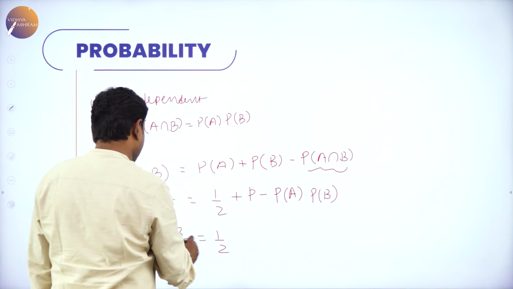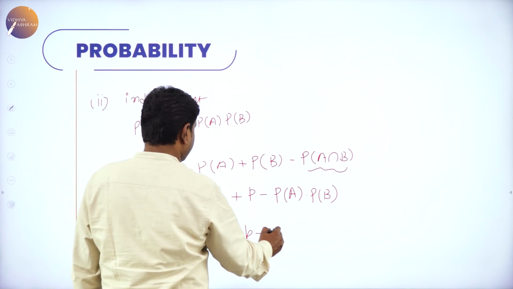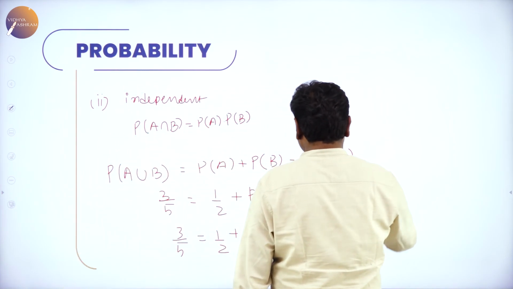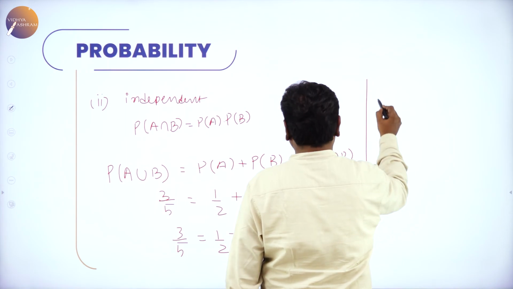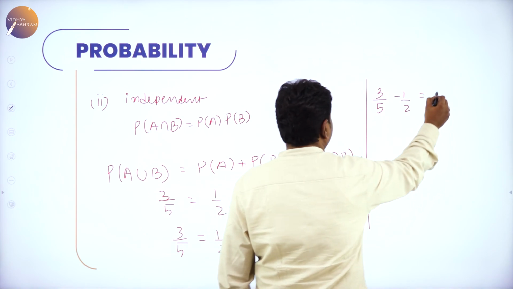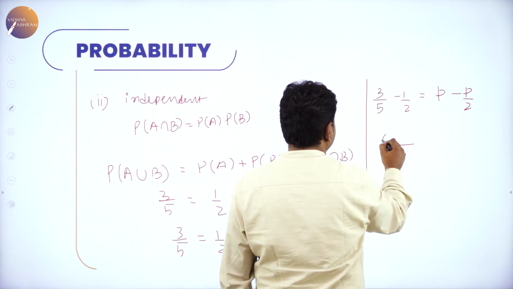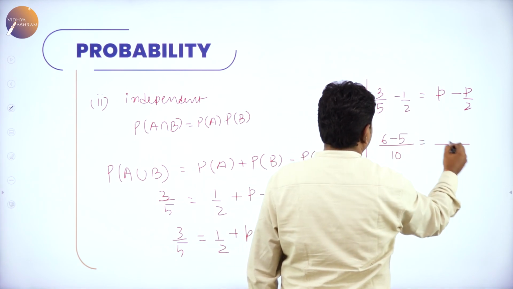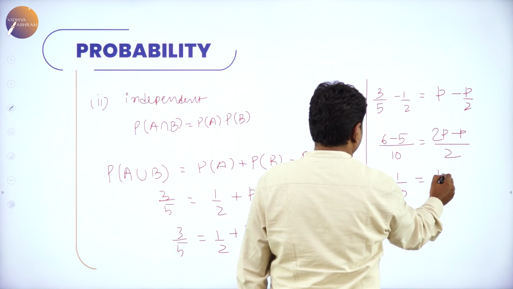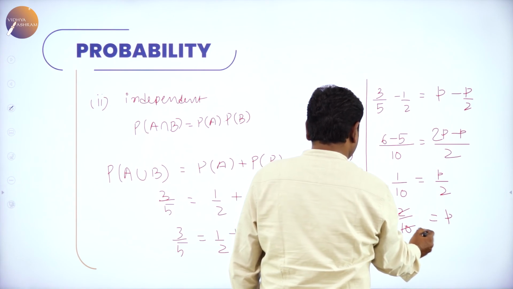3 by 5 is 1 by 2 plus small p minus P of A into P of B. What is that? 1 by 2 into small p. So rearrange this. Now simplify this. 3 by 5 minus 1 by 2 is equal to p minus p by 2. So LCM is 10, 3 2s are 6 minus 5. LCM is 2, 2p minus p. So 1 by 10 is equal to p by 2. Rearrange, p is equal to 2 by 10. 2 1s are 2, 2 5s are 10.